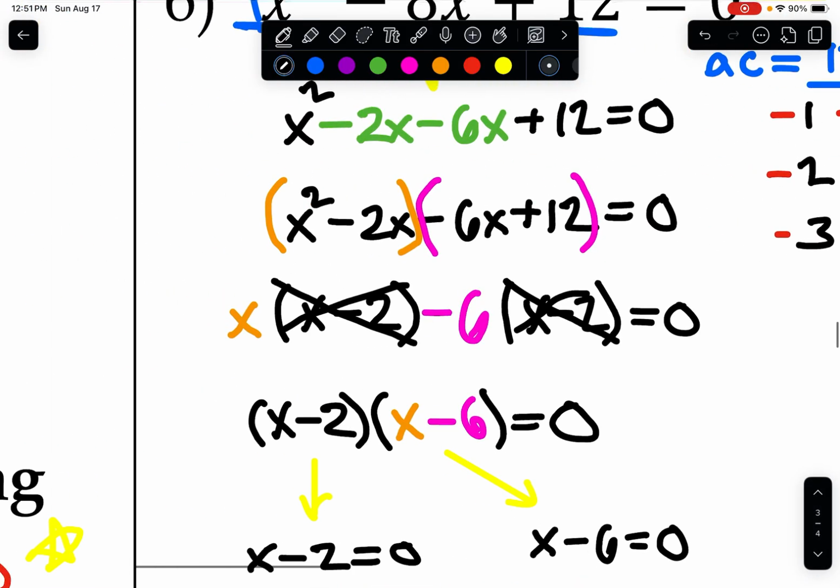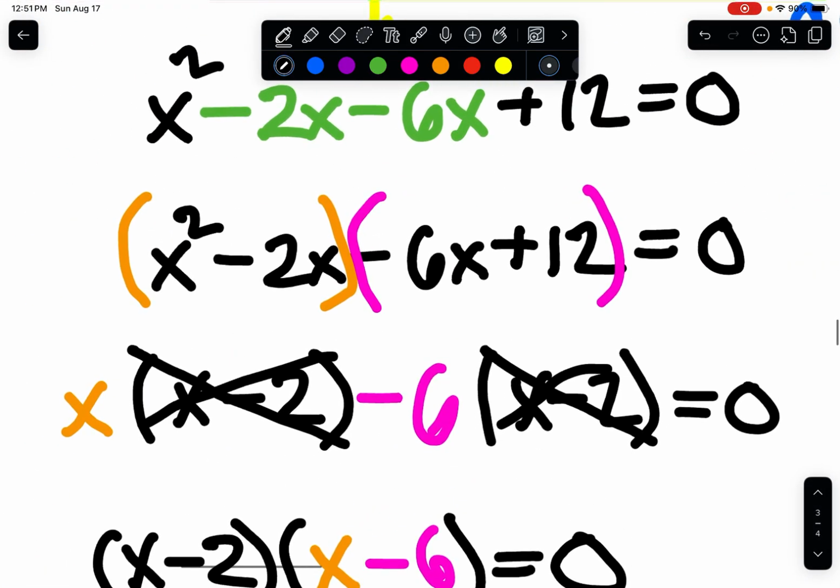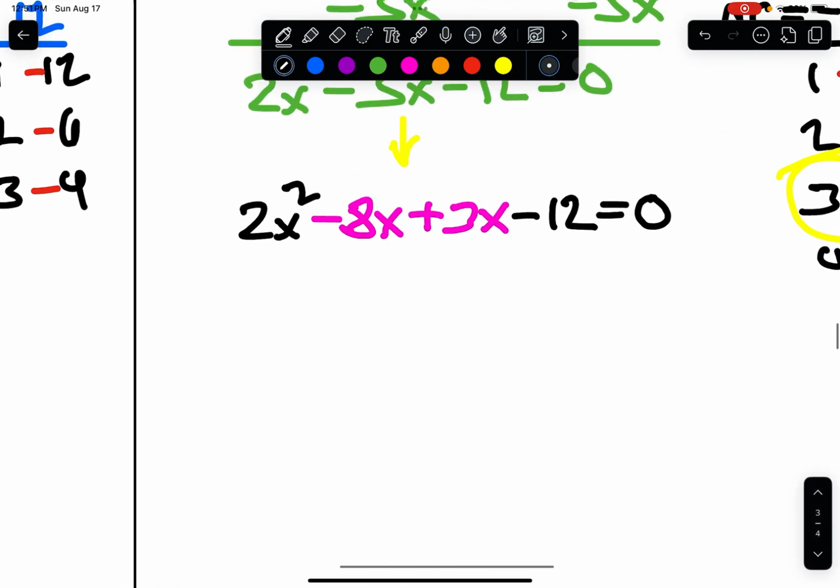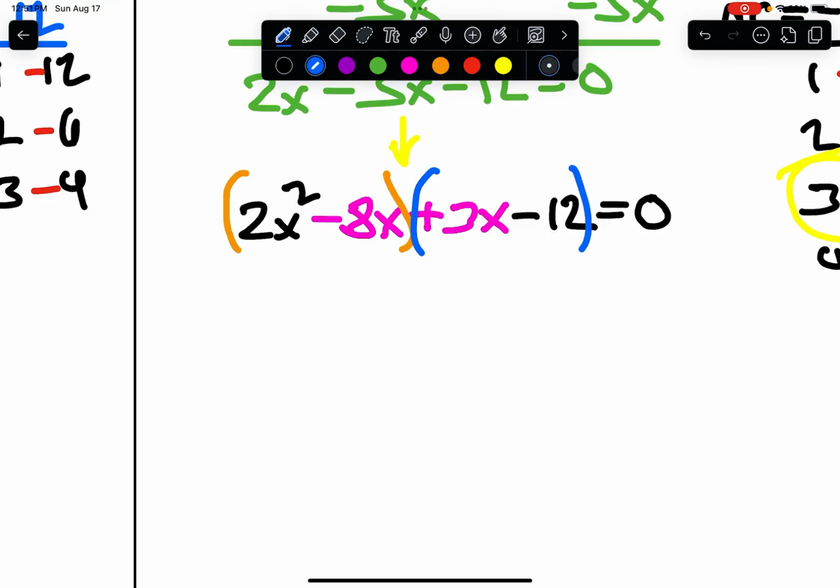So over here, I rewrote it in all black so that you can get a better idea of the colors with grouping, but you don't have to rewrite it if you don't want to. So I'm just going to go right into grouping. So I'm going to group the first two and the last two. So in the first group, 2x squared and negative 8x, I can take out a 2x. When I take out a 2x, that leaves me with x minus 4.